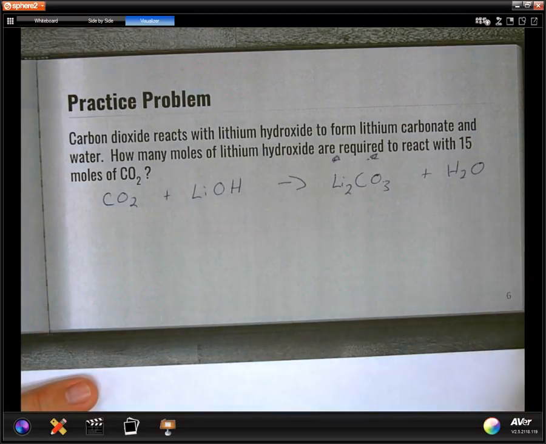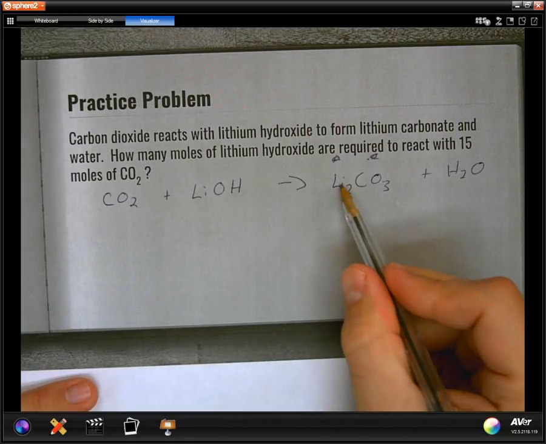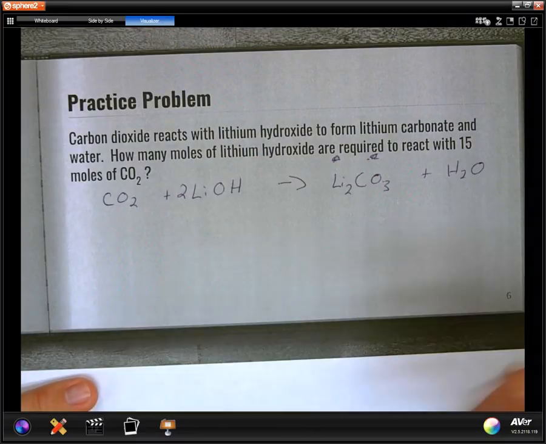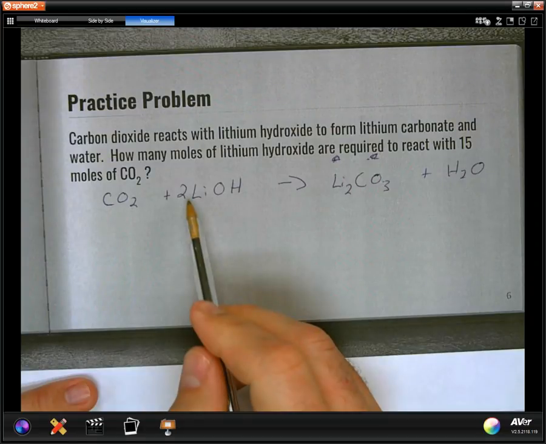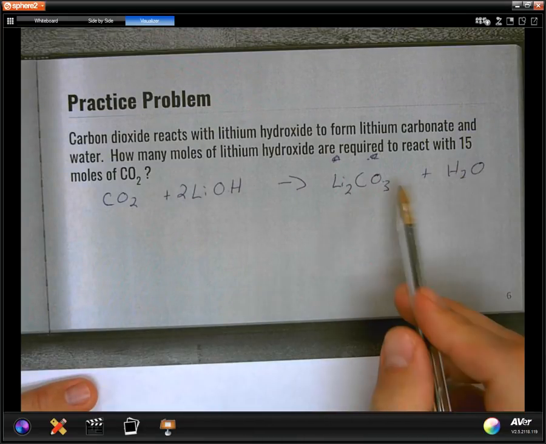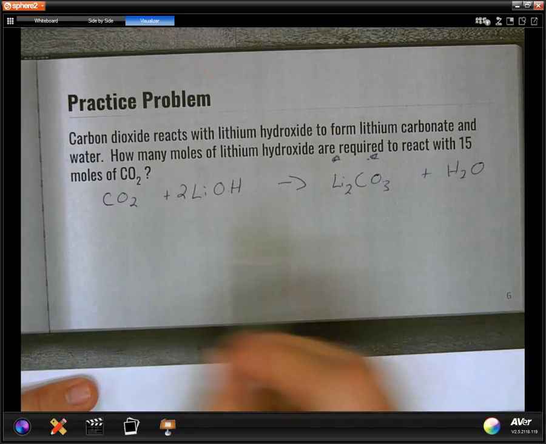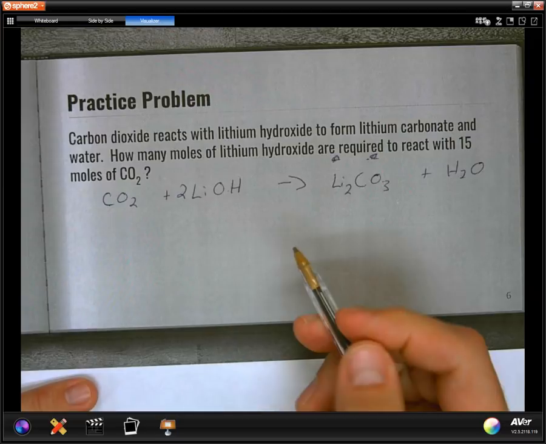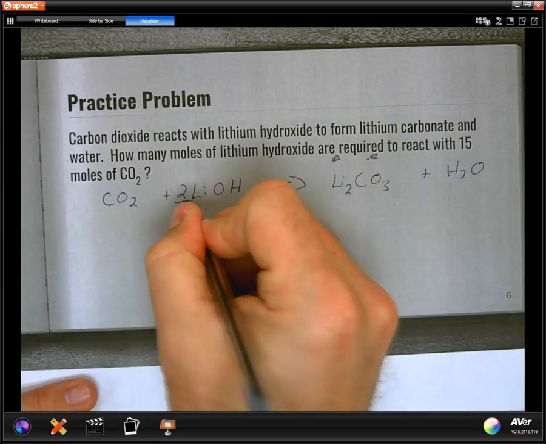Now, we learned we need to balance this. So as I go through here, I'm going to pick lithium. I have 2 lithium, so I'm going to put a 2 here. Then we'll just keep bouncing back and forth. Now I'm going to check my hydrogens. I have 2 hydrogens, 2 hydrogens. I have 1 oxygen plus 3 is 4 oxygens. 2 oxygens plus 2 is 4 oxygens, 1 carbon, 1 carbon, therefore it is balanced.